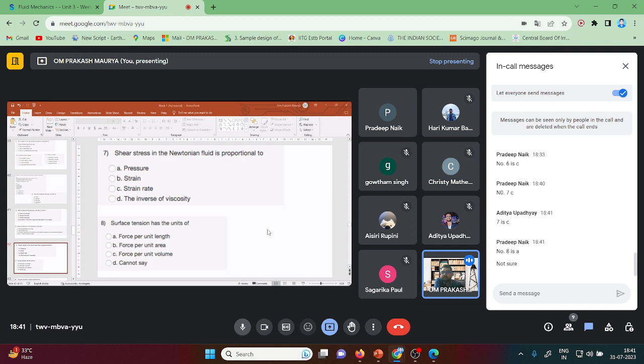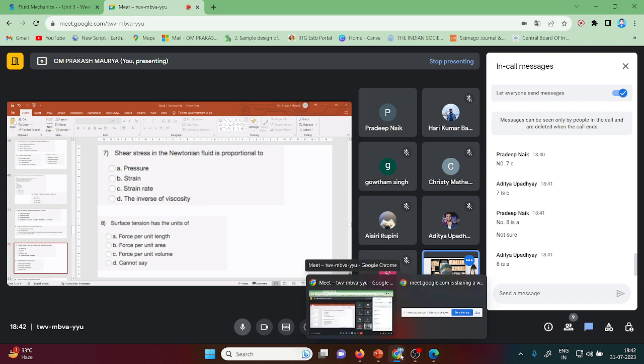Yeah, for question number 7, the shear stress in the Newtonian fluid is proportional to the strain rate. It's fine. Okay. And in the surface tension question, question number 8, option A is what everyone goes through. The surface tension has a unit of force per unit length. Okay, it's fine. For question number 8, the surface tension unit is force per unit length. It's fine. Now moving on to the next question.